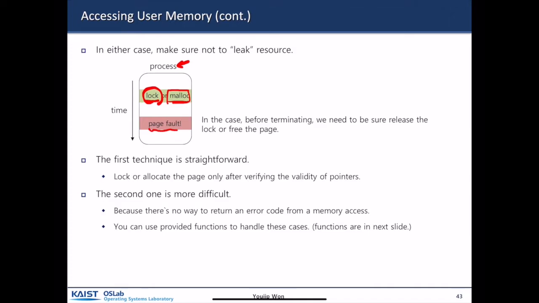So in system call, it locks or allocates the page only after verifying the validity of the pointers. But the second approach is more difficult. The second method is more difficult because there is no way to return an error code from a memory access. So you can use the following functions to handle these cases.